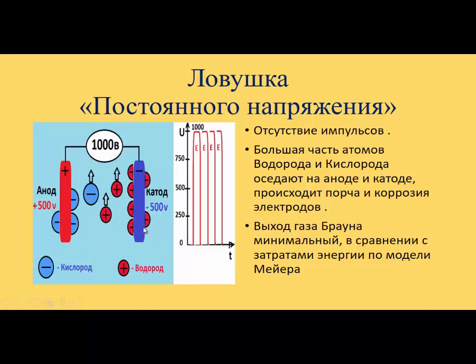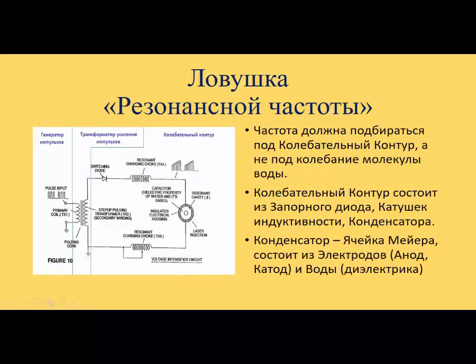The trap of constant voltage, that is, the absence of pulses, is when most of the atoms of hydrogen and oxygen settle on the anode and cathode. Here the figure shows that we have an anode and a cathode under constant voltage, and we see that most of the oxygen atoms settled on the anode, and most hydrogen atoms settle on the cathode, and only a smaller part is released in the form of a gas.